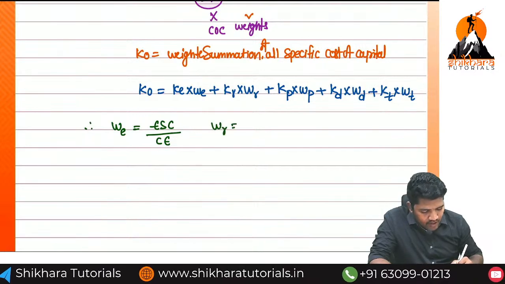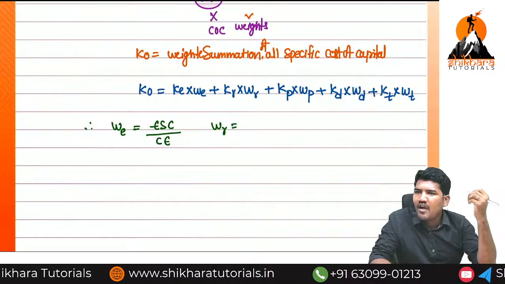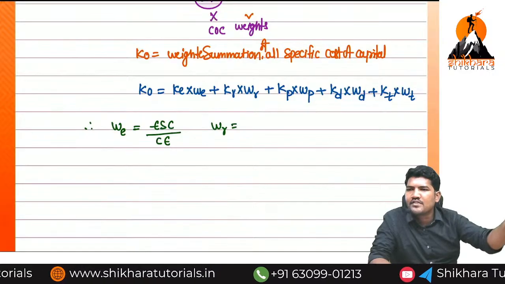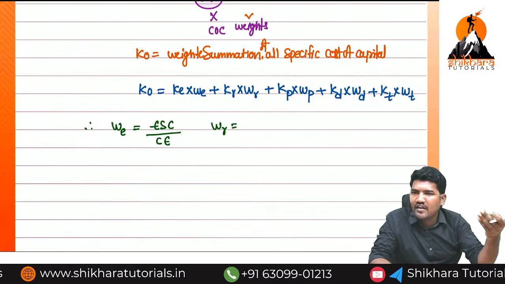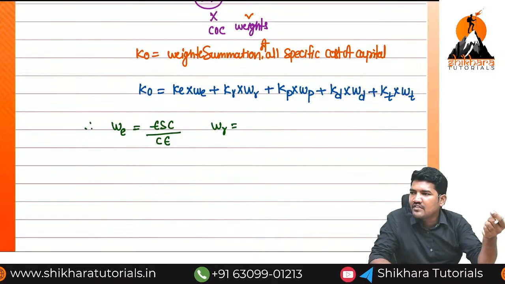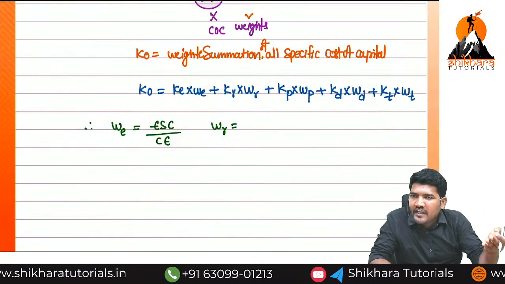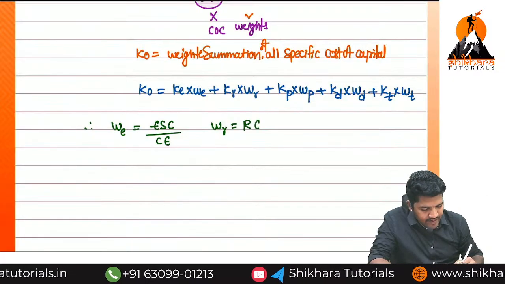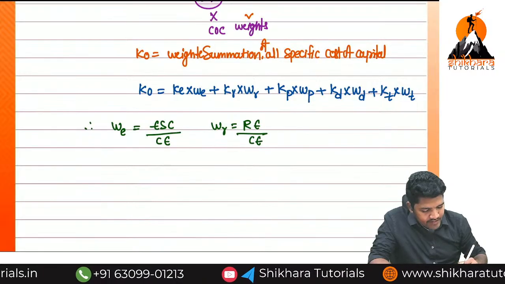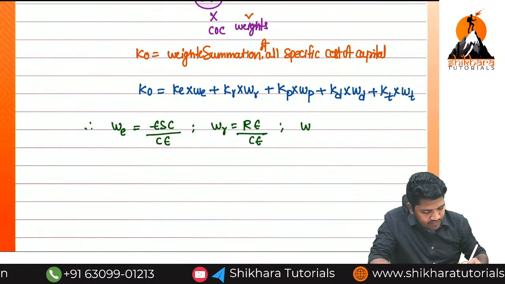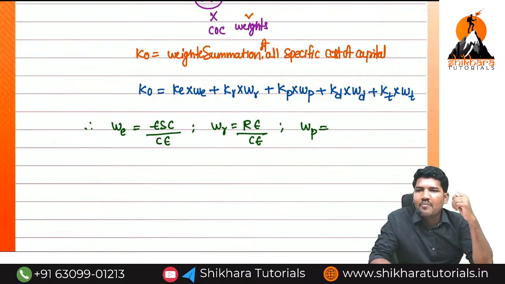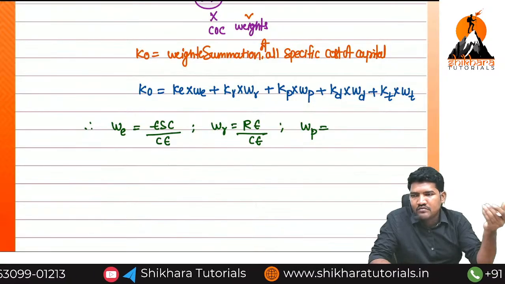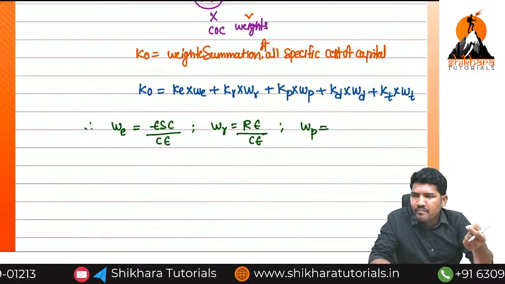Now, how to calculate the weight of retained earnings? Same: amount of retained earnings divided by total capital or capital employed. Out of 100 crore rupees, you have procured 20 crore as retained earnings. In percentage, 20%; in weight, 0.2. Next, weight of preference: amount of preference share capital divided by capital employed. 20 crore divided by 100 crore, 0.2 is the preference weight.